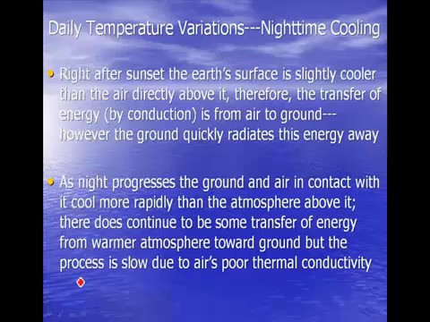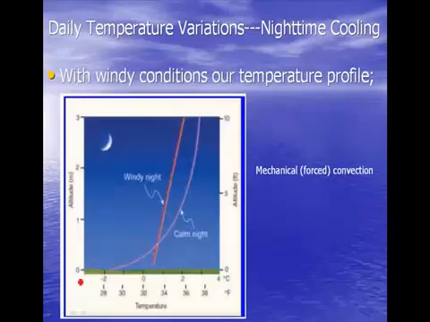At night, the ground and the air in contact cools more rapidly, like I said, because it continues to lose energy much more quickly than the atmosphere. We do have some transfer, like I said, from the warmer atmosphere to the ground, but this is a very slow process because of the problem with the air's thermal conductivity. We talked about that in Chapter 2. So now you have a pretty good idea of why temperature begins to increase with height at night.